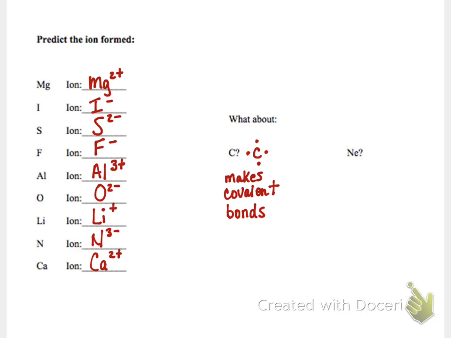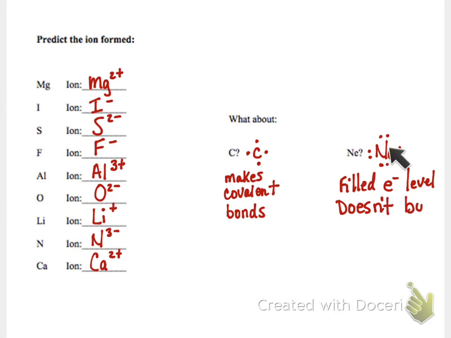What about neon? Neon already has 8. So that's why it's a noble gas. It does not want to gain or lose any electrons. It's happy just the way it is, and it doesn't make bonds.